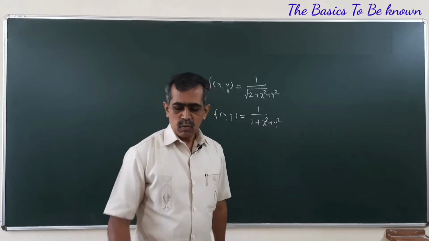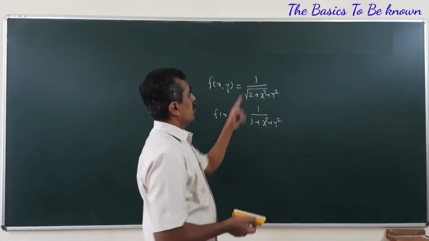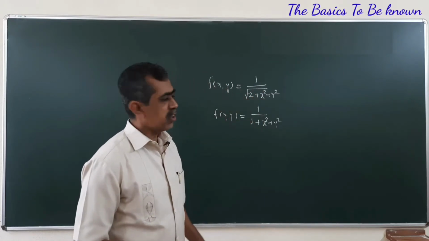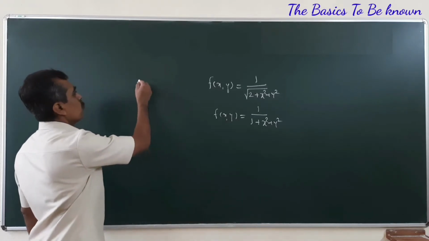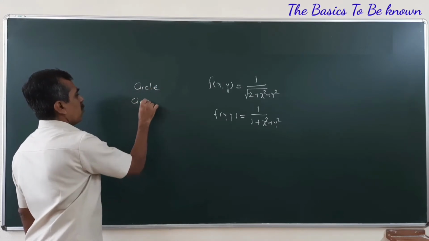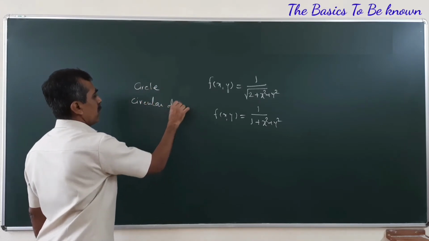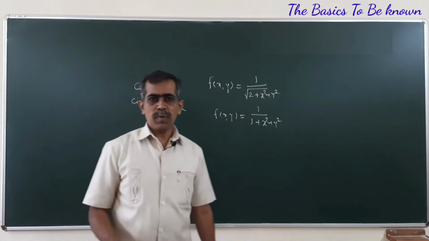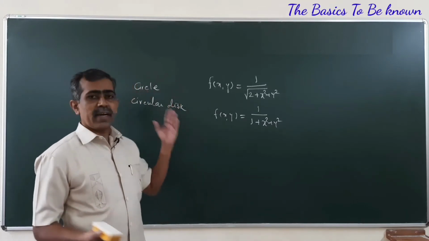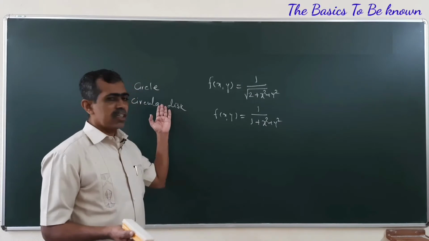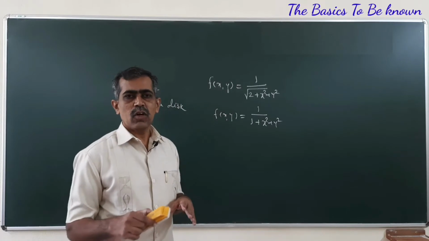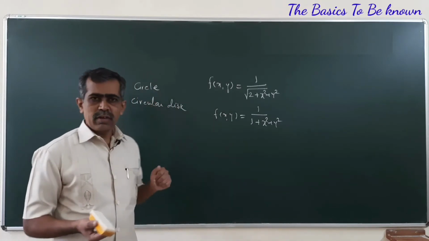Now see what type of functions we should consider here. We are going to consider those functions whose domain is a part of a circle or a part of a circular disc, a part of a parabola, the intersection of a circular disc and a parabola, or the intersection of an ellipsoid and a circular disc, or the intersection of a line and a circular disc.